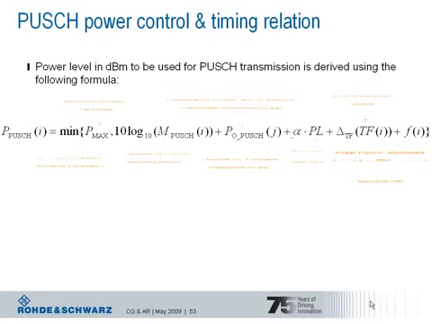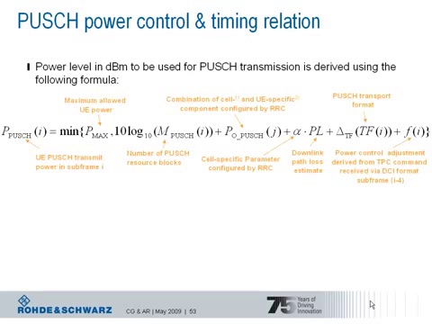Next, the number of resource blocks is important. A number of cell and UE specific parameters provided by higher layers are taken into consideration, as well as the downlink path loss and the transport format. This information is derived within the DCI format 0 on the physical downlink control channel, where the transmit power control information is also taken from.